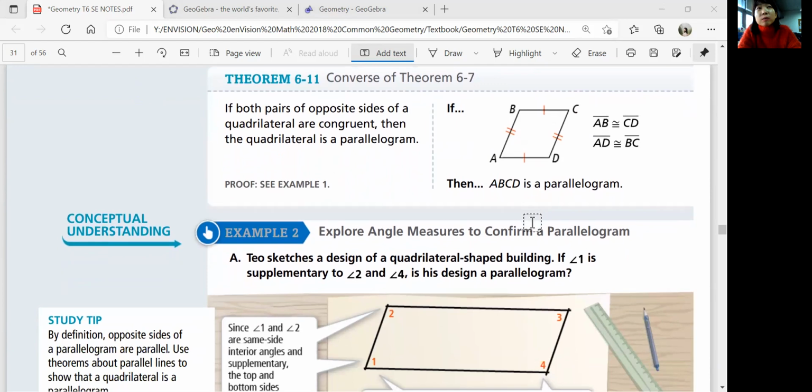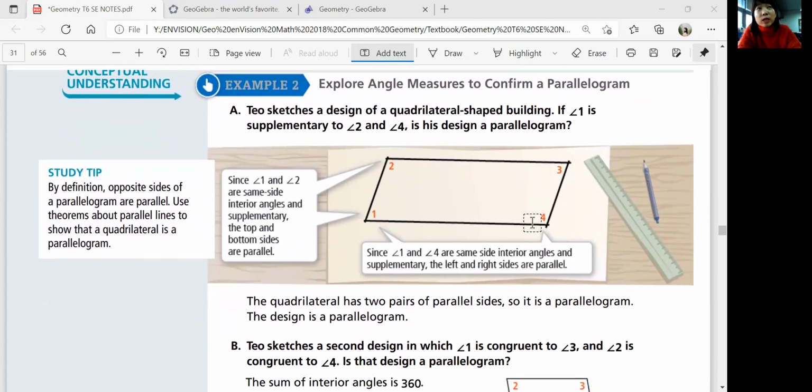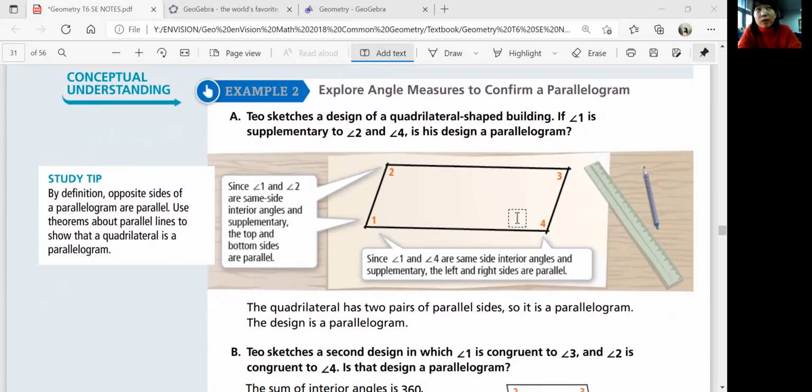Okay. Example 2, explore angle measures to confirm a parallelogram. Let's explore and see if we could understand the properties of a parallelogram. Part A, Teo sketches a design of a quadrilateral shaped building. Angle 1 is supplementary to angle 2 and 4. Is his design a parallelogram? Okay, so let's use logical reasoning to see if it's a parallelogram or not. If angle 1 is supplementary to 2 and 4, 1 plus 2 is 180, 1 plus 4 is 180.